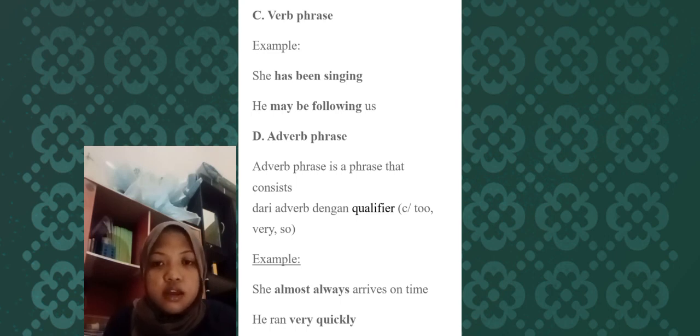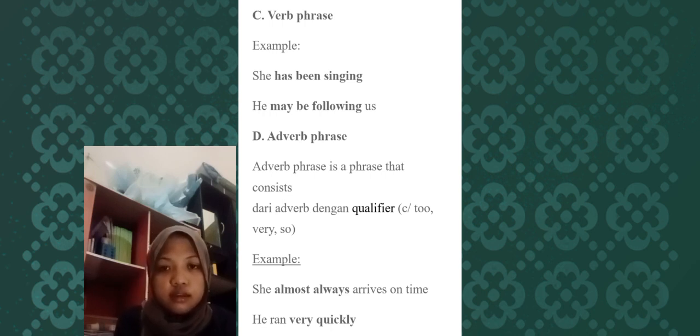Verb phrase. Example: "She has been singing." "He may be following us." In these sentences, the verb phrases are "has been singing" and "may be following," because "has" and "been" are auxiliary verbs and "be" is an auxiliary verb.